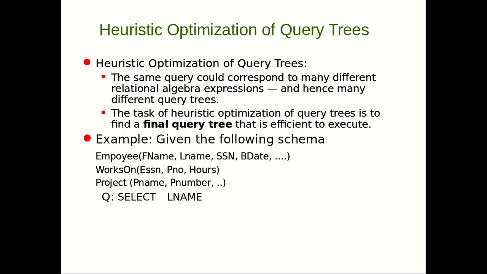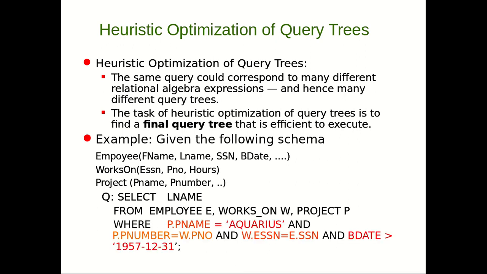A query is something like this. We want to retrieve those employees working on a particular project whose birth date is greater than a particular date. Select lname from employee, works_on, project, where the project name is Aquarius and birth date is greater than 31/12/1957. Those employees who are working on the project Aquarius, those records only are what we are interested in retrieving.